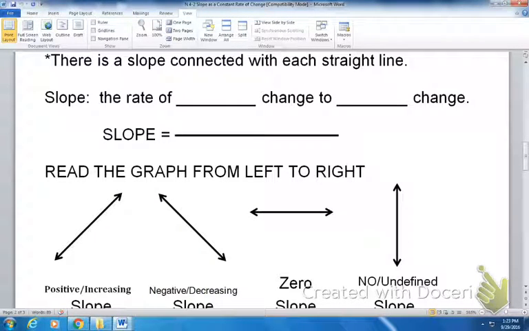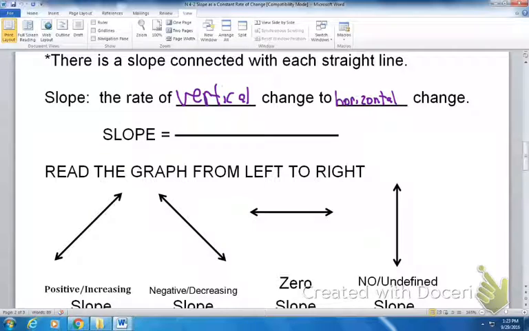Now, we're going to talk about slope. There is a slope that connects each straight line. The way you find it, it's the rate of vertical change to horizontal change.